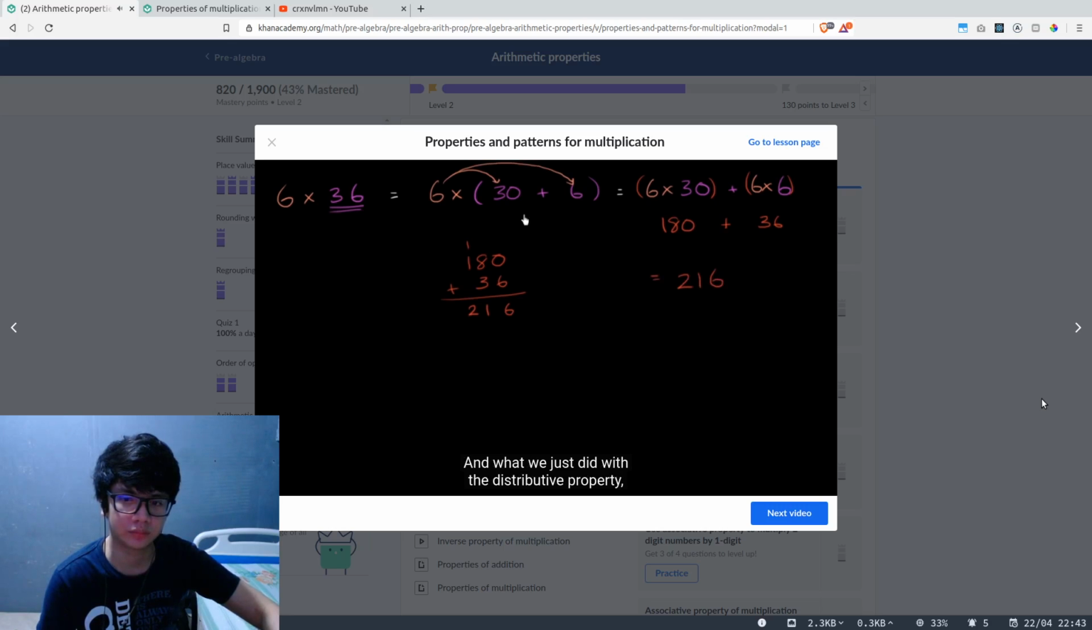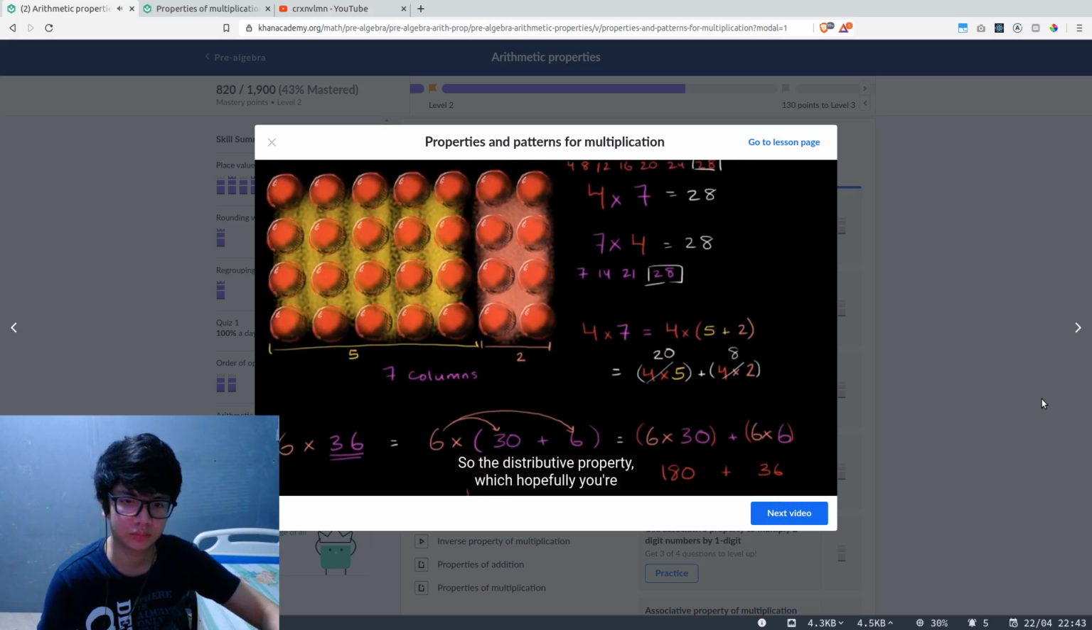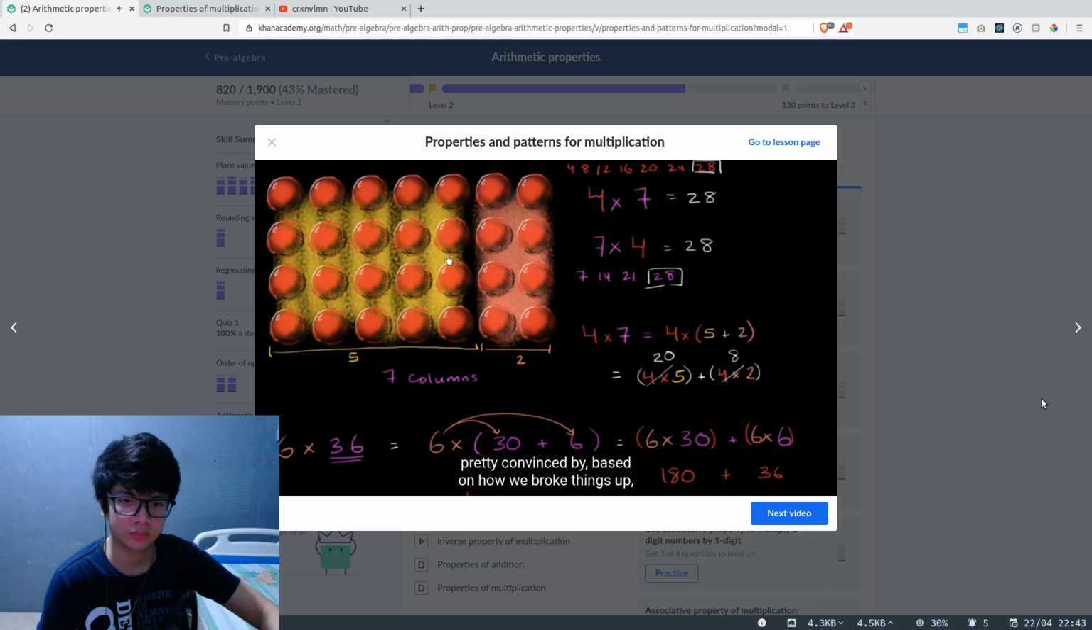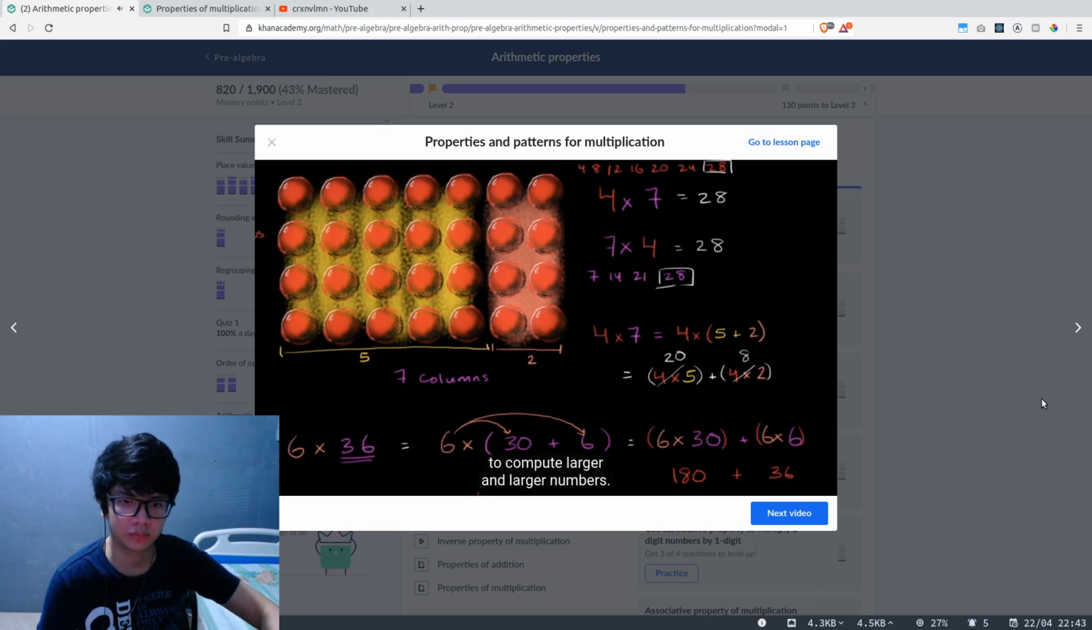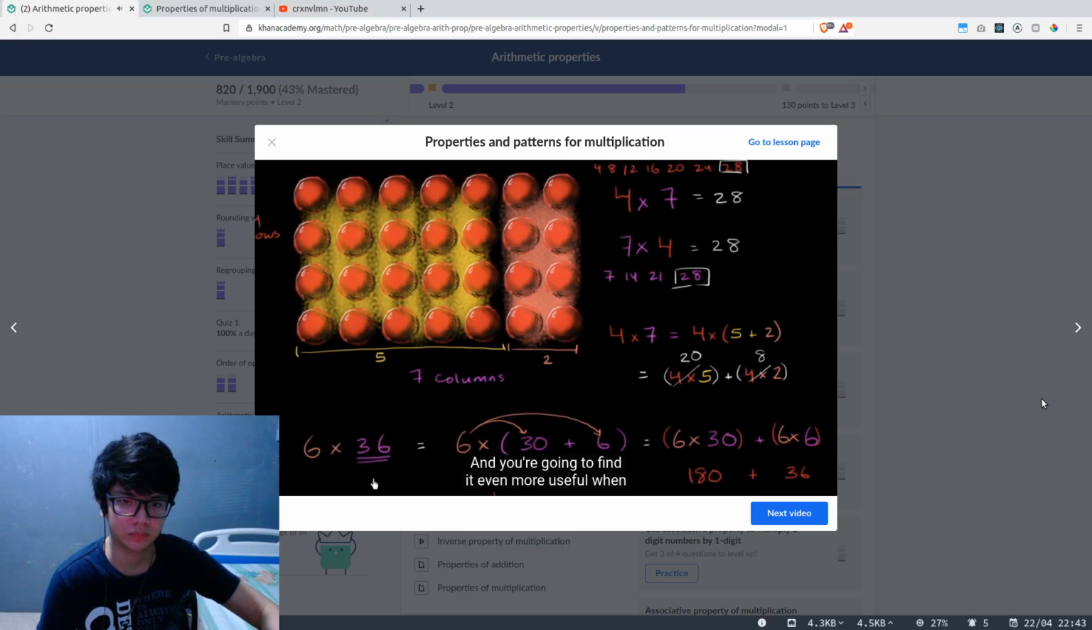And what we just did with the distributive property is actually going to be how you're going to multiply all sorts of larger numbers, way larger than what we just saw. So the distributive property, which hopefully you're pretty convinced by based on how we broke things up, is a super useful thing as you want to compute larger and larger numbers, and you're going to find it even more useful when you go even further in your mathematical career.